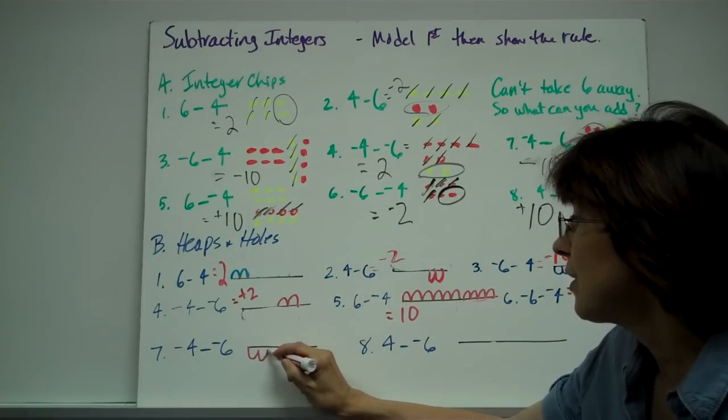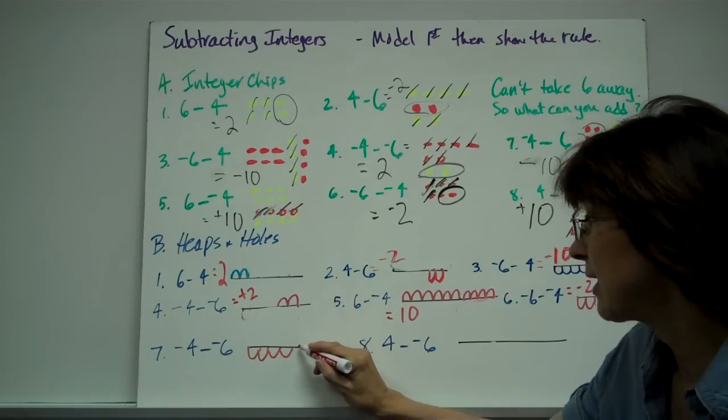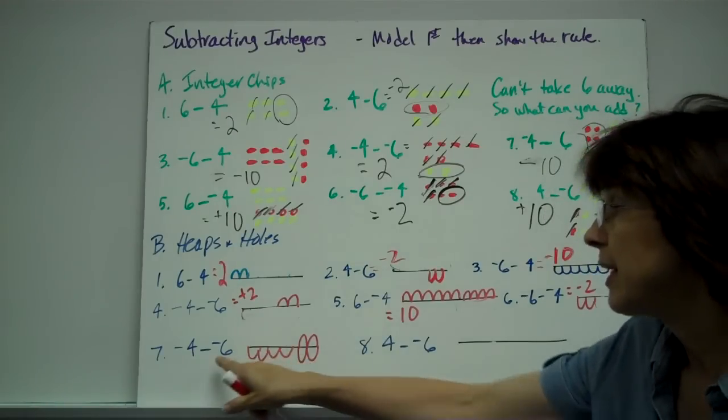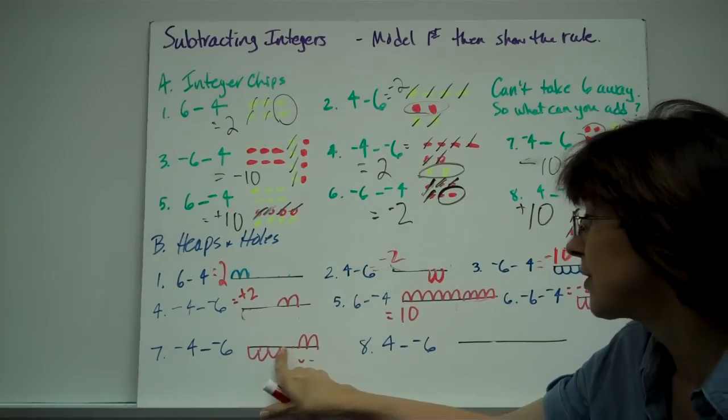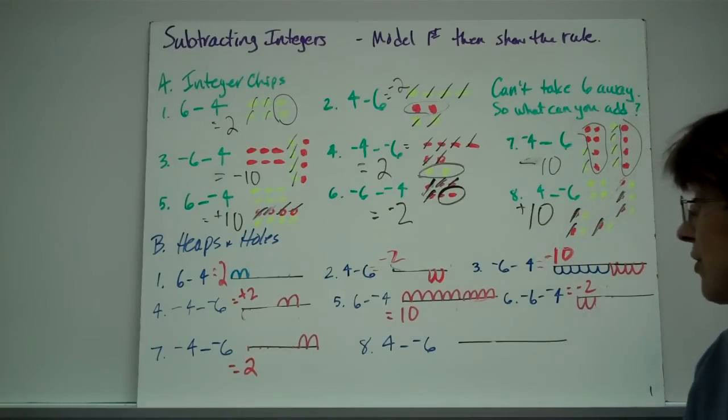I start with negative 4, 4 on the bottom. I've got to take away 6 on the bottom. Well, that means I've got to put 2 more on the bottom here, but I've got to also put 2 more on the top. Now I can take away 6 on the bottom. So I take away those 6. I'm left with 2, but they're on top, so it's a positive 2.